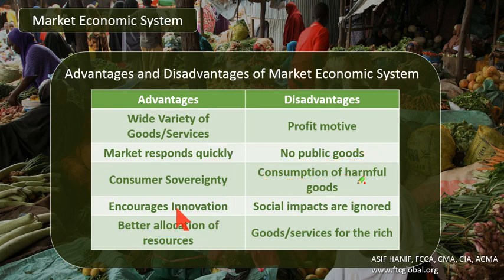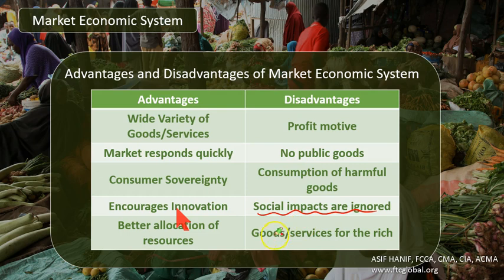The other disadvantage of market economic system is that social impacts are ignored. How does the production affect the society? This is ignored in the market economic system. That's the biggest disadvantage. Impacts on the environment, on the society, pollution, noise, road congestion, climatic changes that you people are seeing these days. This is the result of free market economic system.